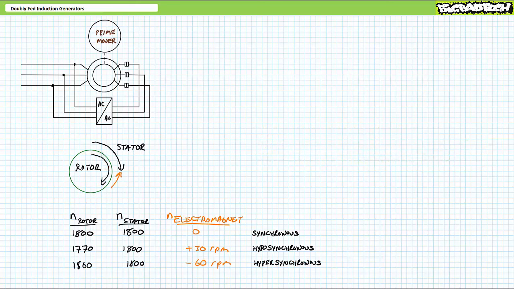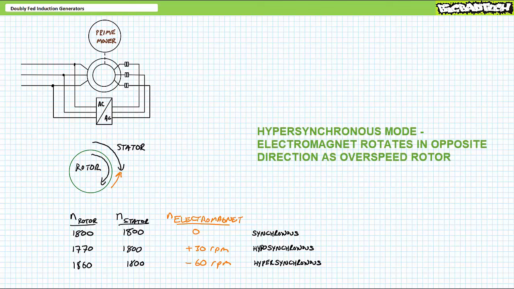Let's say the variable speed prime mover absorbs a sudden gust and speeds up to 1860 RPM clockwise. To keep excitation frequency at the desired 60 Hz, the electromagnet starts running laps on the rotor in the opposite direction at 60 RPM counterclockwise, or negative 60 RPM. The result is an electromagnet that turns at 1860 minus 60, or the desired 1800 RPM. This is called super or hypersynchronous operation, a generation above ordinary synchronous speed, again something a traditional synchronous generator is incapable of doing. In hypersynchronous mode, to keep the speed of the electromagnet constant, the electromagnet needs to revolve on the rotor in the opposite direction as the overspeed rotor.